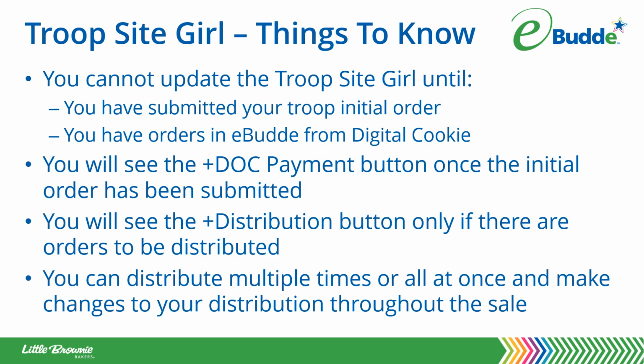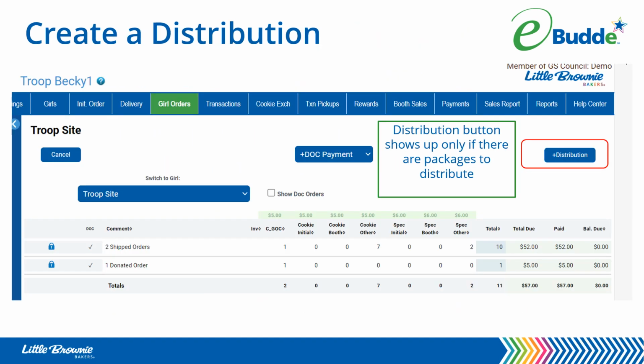Just a few things to know before we get started is the troop girl will not show up until you've submitted your initial order and you've also received an order on Digital Cookie. You will also see the plus DOC payment button and the plus distribution button after the initial order. And you can use this process multiple times or just one time as you need to distribute the cookies to the other girls in your troop.